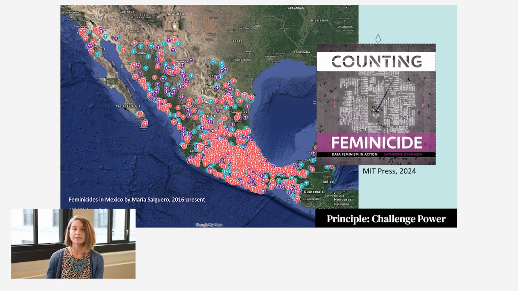This is a kind of activist data collection that steps in when the state and other institutions have systematically failed to ensure the most basic human rights of their population. And it represents one way, among many, to use data to challenge power. And in fact, grassroots and feminist data activism around feminicide is such a widespread practice throughout the Americas that I've written a book about it. It's called Counting Feminicide, Data Feminism in Action, and it came out from MIT Press this spring.